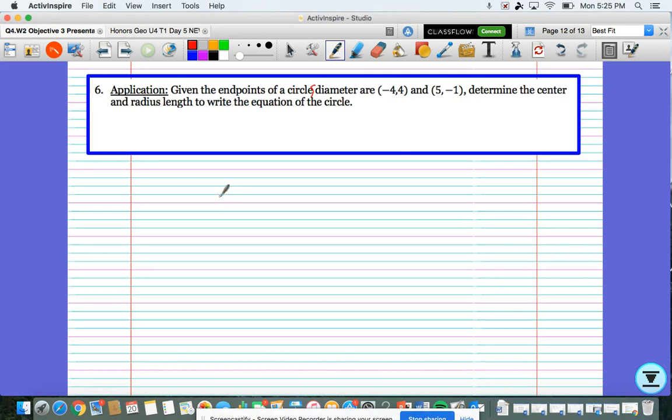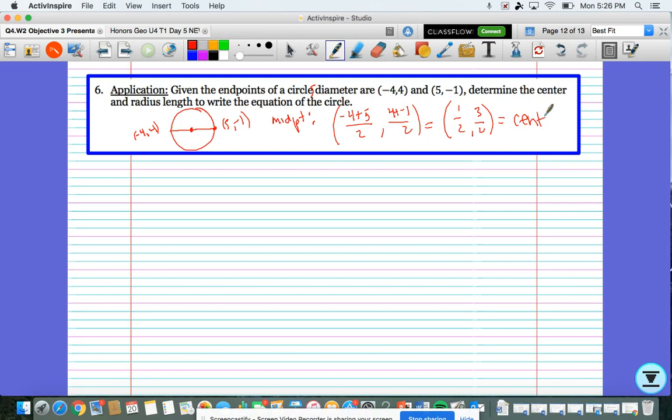So I'm going to go ahead. I've got a circle, a beautiful circle, and I know the endpoints. I'm not graphing it truly, but I know this is -4, 4, and I know this is 5, -1. How do I figure out the center? Well, that's just the midpoint. So -4 plus 5 divided by 2 and 4 plus -1 divided by 2. That's going to give us 1/2, 3/2. That's going to be the center.